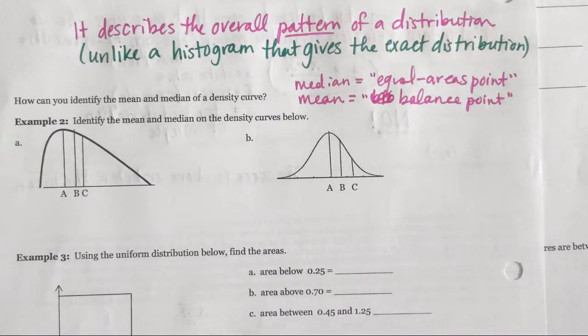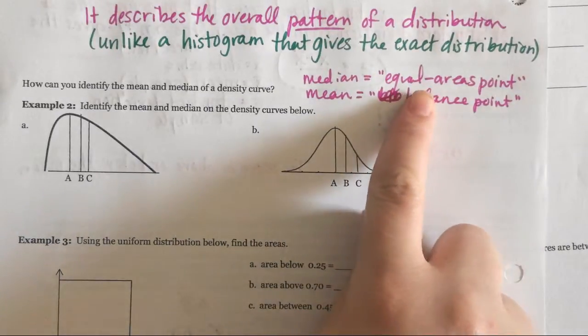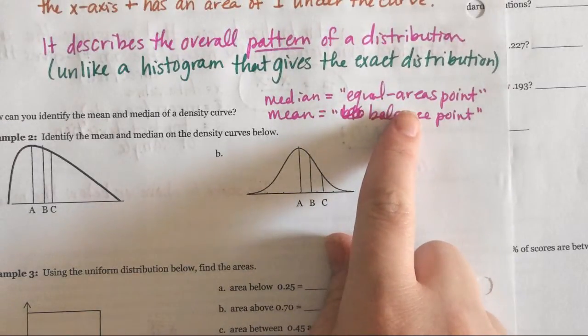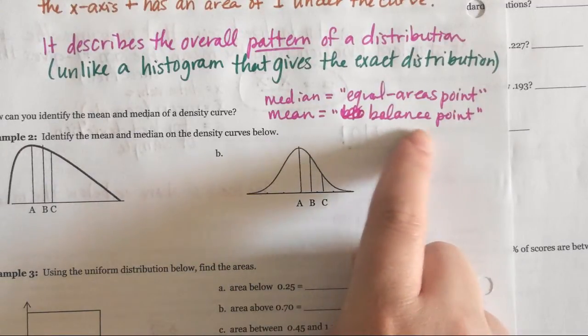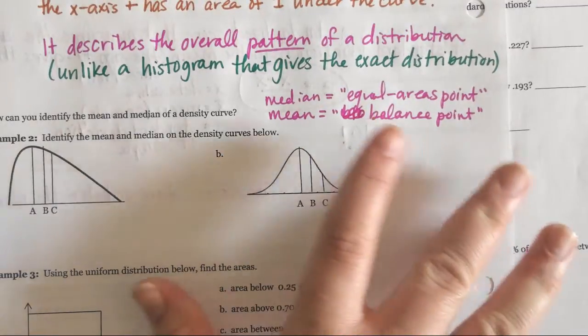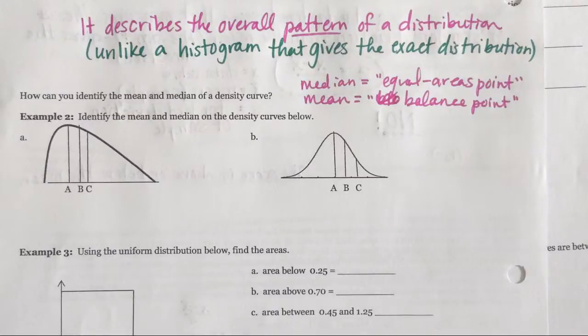Okay, you're like, Miss Compton, I have no idea what that means. You wrote median, equal areas point, and mean means balance point. I don't know what that means, so I swear we're going to get there with our next two examples.